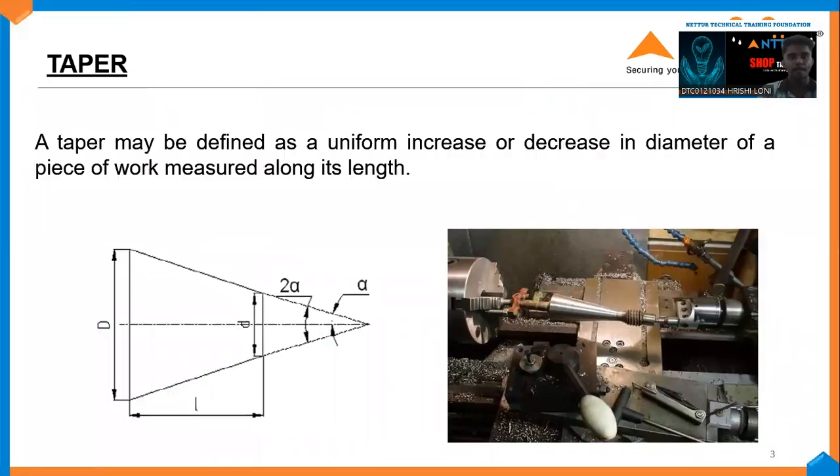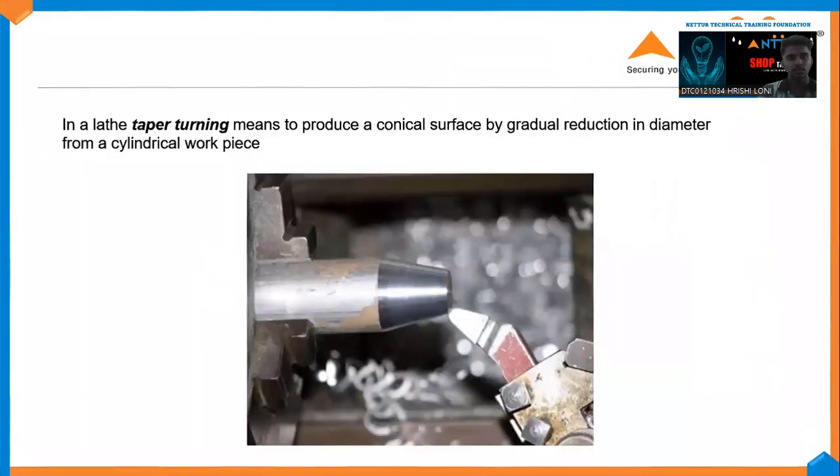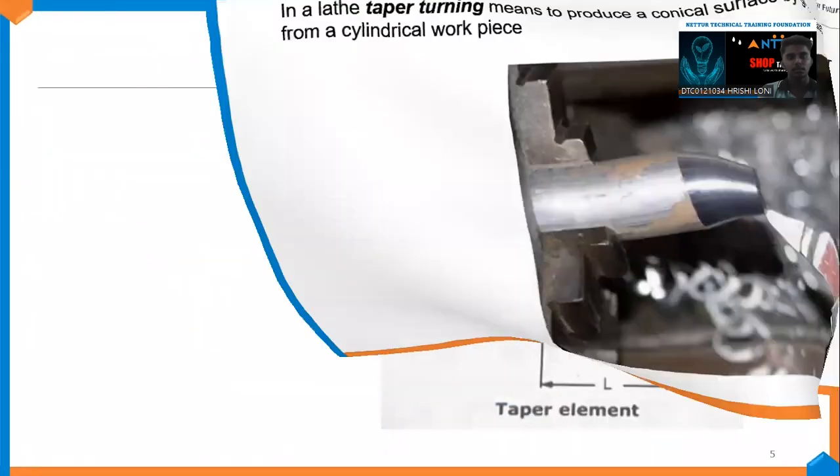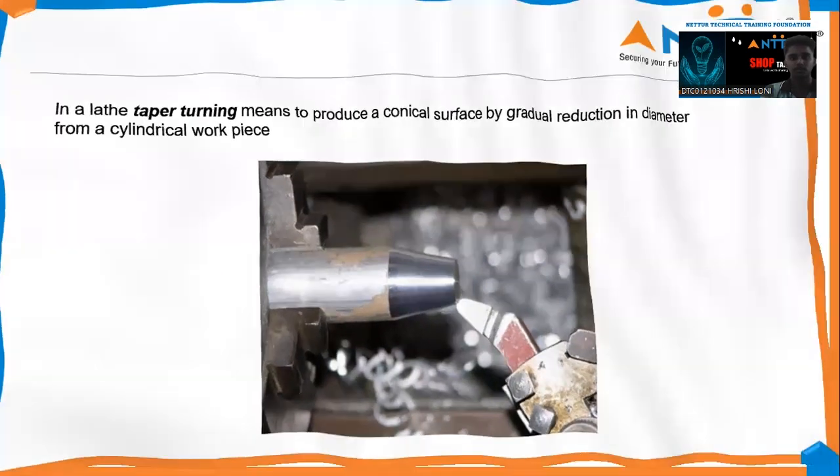Taper. A taper may be defined as a uniform increase or decrease in the diameter of a piece of work measured along its length. In a lathe, taper turning means to produce a conical surface by gradual reduction in diameter from a cylindrical workpiece.